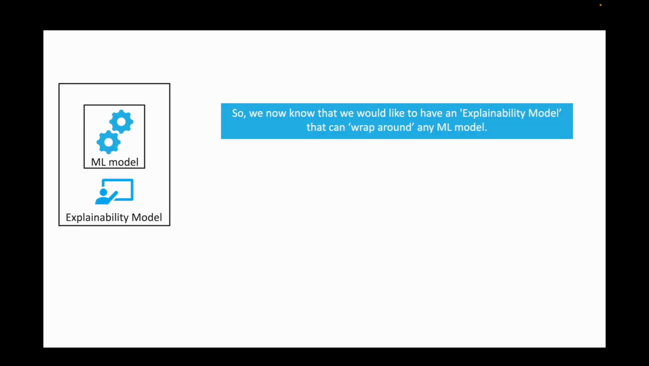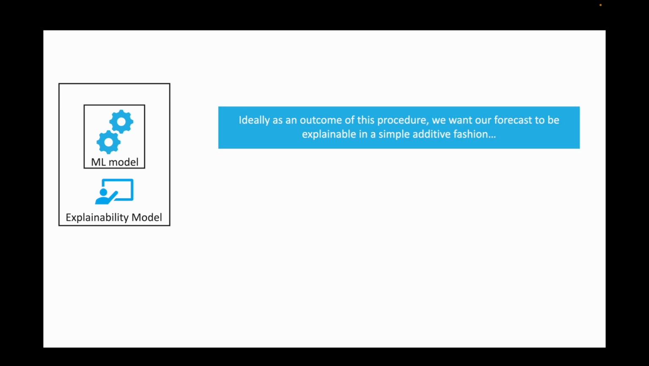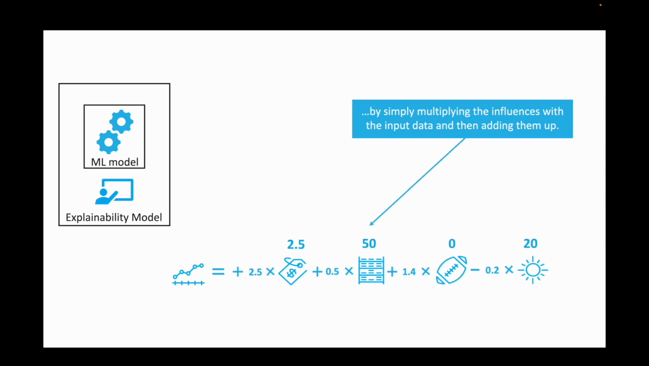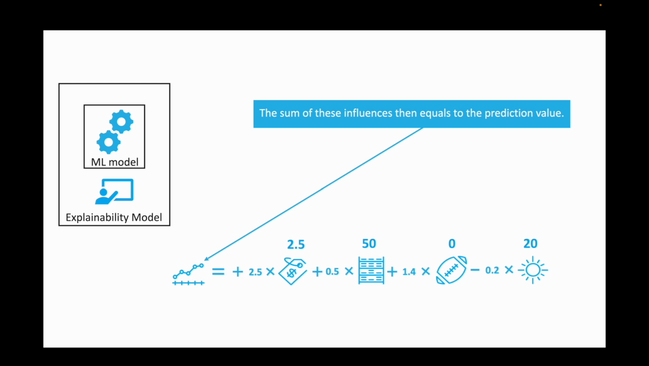Let's dive right in. So we now know that we would like to have an explainability model that can wrap around any machine learning model. Ideally, as an outcome of this procedure, we want our forecast to be explainable in a simple additive fashion, just like it is possible with a linear regression model. As we know, here we attribute different influences to the forecast by simply multiplying the influences with the input data and then adding them up. The sum of these influences then equals the prediction value.